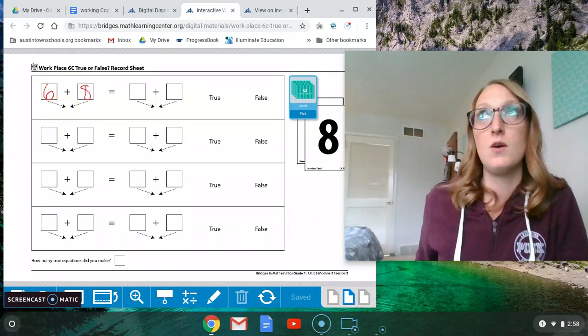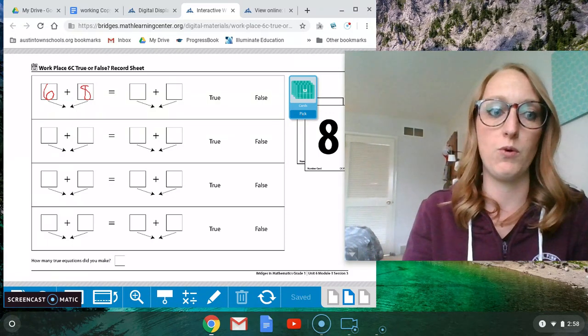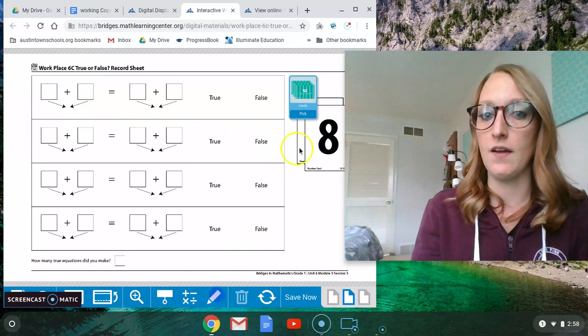So if I put together 6 plus 8, what does that fact equal? Well, I know 6 plus 6 is a doubles fact that gets me 12. And I need 2 more, so I'm going to get to the number 14. So this side of my equation is worth how much? It is worth 14. Now I'm going to pick again on the other side, okay?